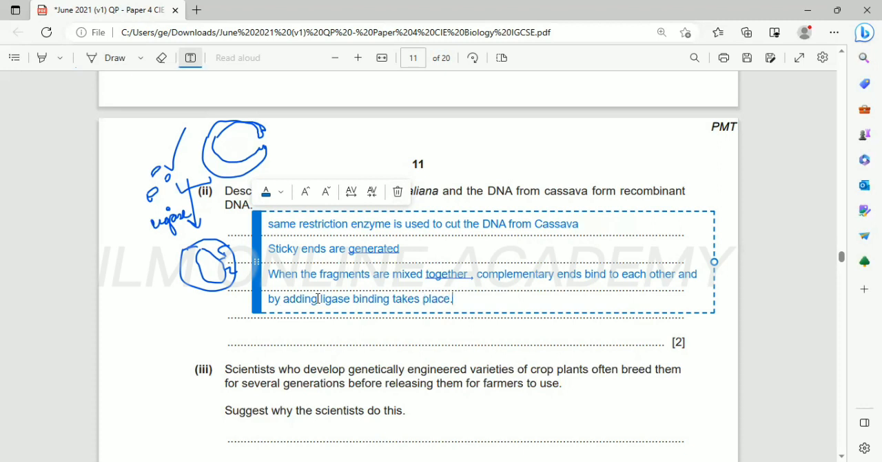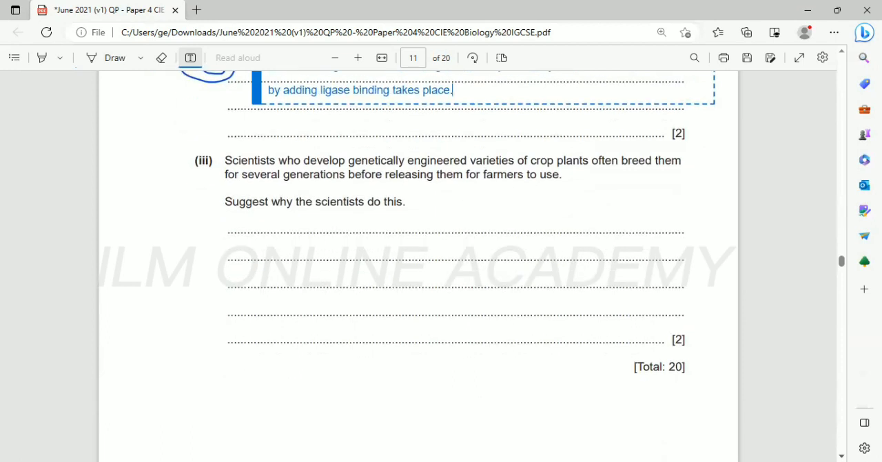You can change the wording. Most suitable wording is the most suitable wording. I actually added ligase at the end. You should add it while the binding takes place, right before that.